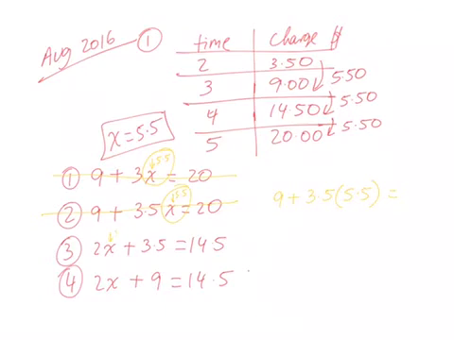What about the third one? Let's put it in the third case. So 2 times 5.5 plus 3.5. Are we getting 14.5? We get 14.5. So the answer choice is 3.